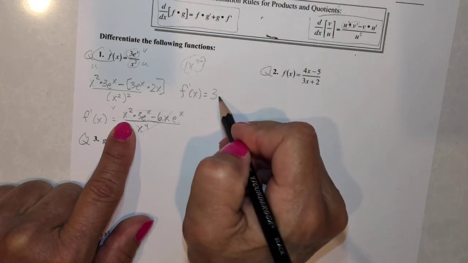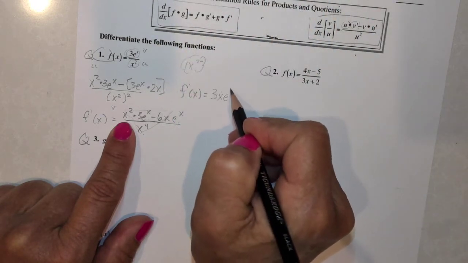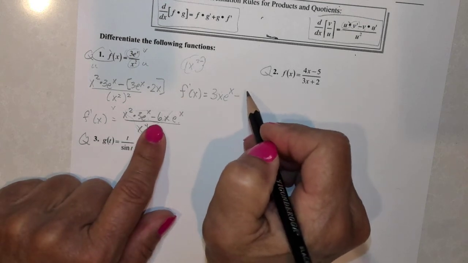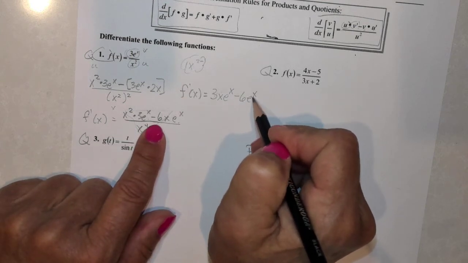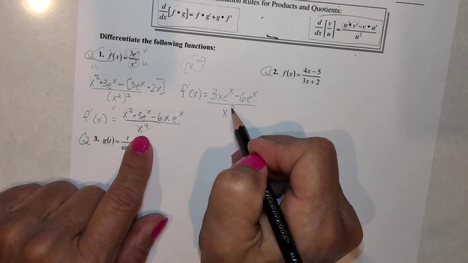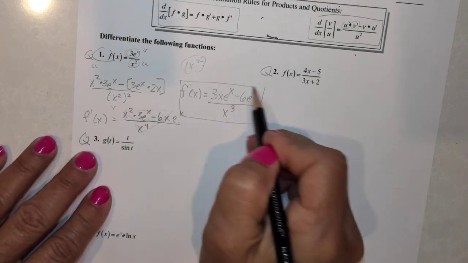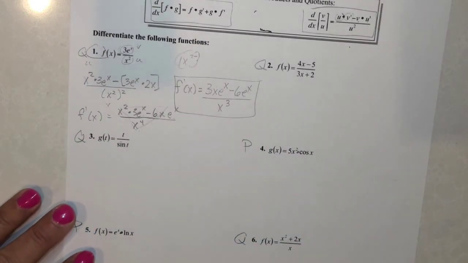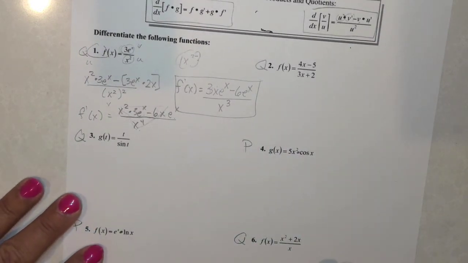So the number goes in front, and then I'll have 1x left, e to the x. Here I took out an x, so I'll have minus 6 e to the x. On the bottom, I took out an x, so I'll have x to the third. So that's probably the best way you should write that for accuracy's sake.